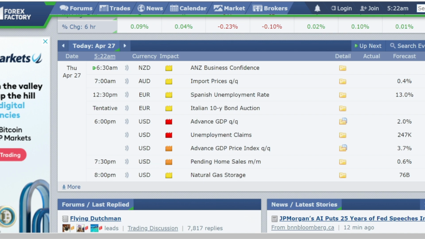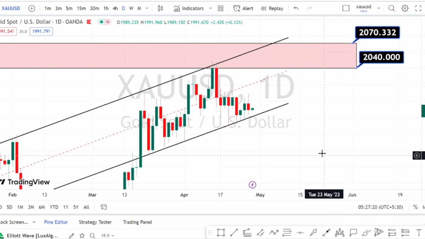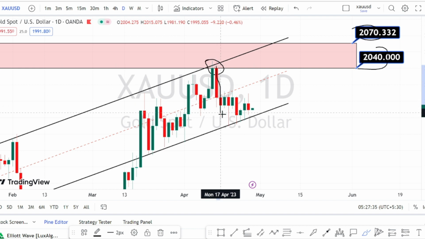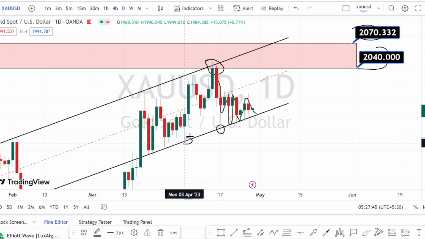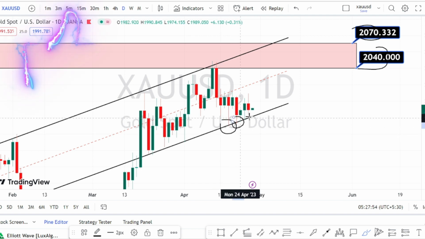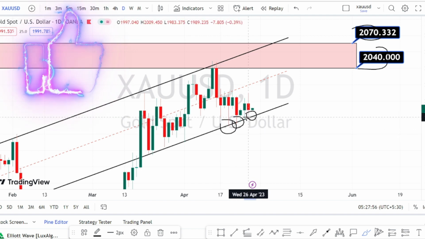Let us begin with our gold analysis. I'm in daily time frame now, and we already know that this zone between 2070 to 2040 is still acting as a very strong resistance zone, and from this resistance zone we have noticed the price action to trend on the bearish side retracement, and again I have drawn a bullish channel pattern on the trend line over here, and again we are noticing the price action to be trading above this trend line or the support line.